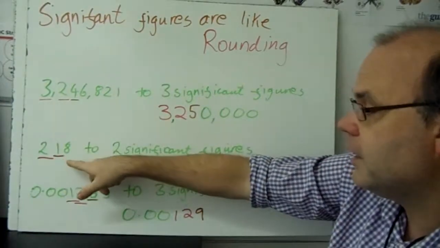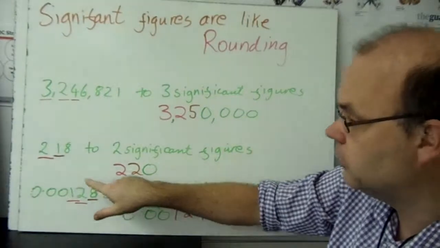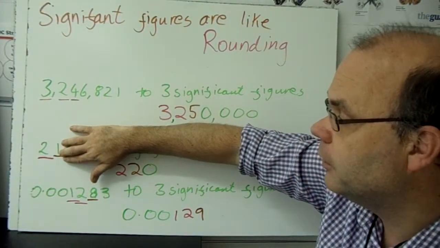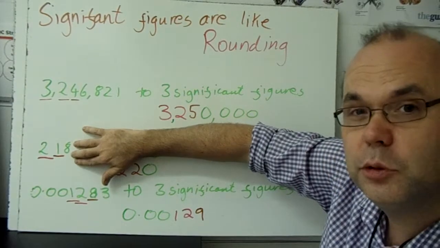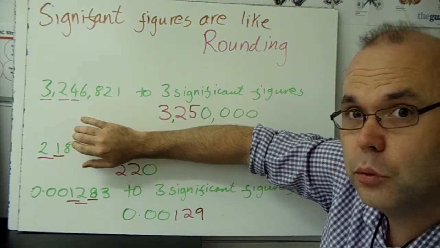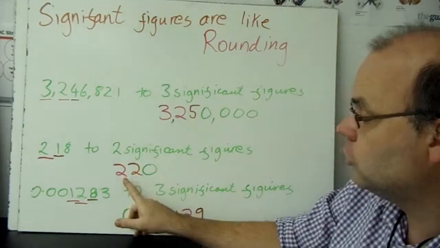Here's 218 to two significant figures. We look at our 2, so we've got 2, 1, and then we look at the next one. Next one's an 8. So it's actually closer to 22 than 21. So it's 220.